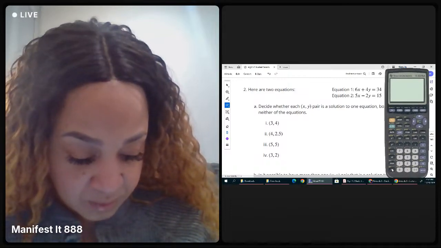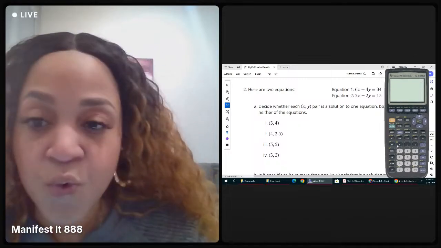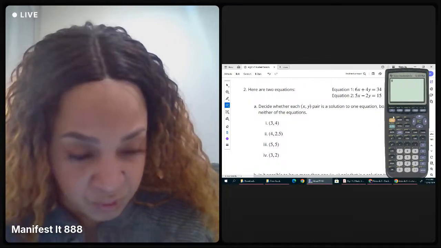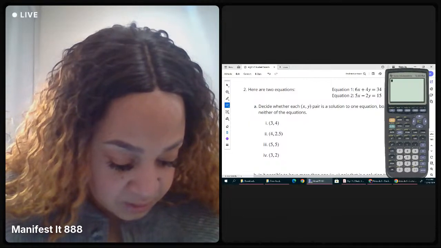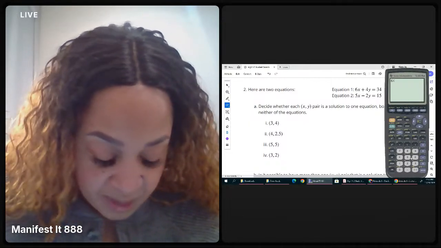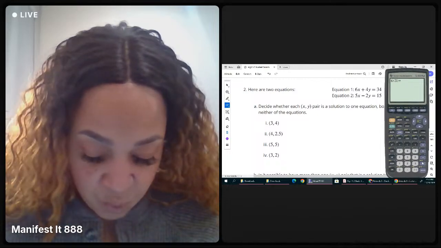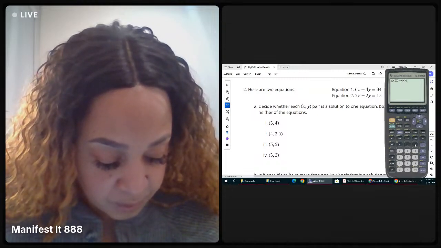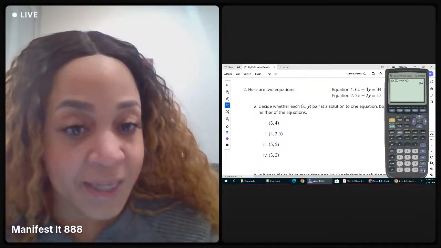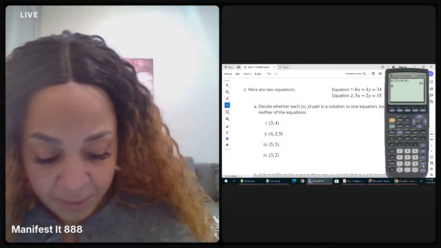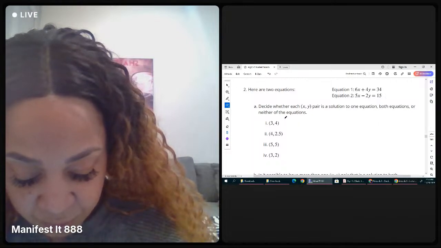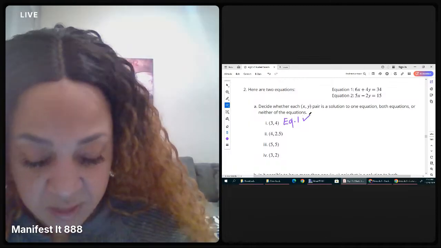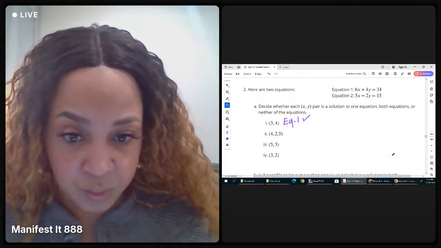Okay, perfect. And now we're just going to plug in the values 3, 4 for X and Y into each one of these equations. So the first equation says 6 times X, which is 3, plus 4Y, which is 4, should be equal to 34, and it is. So the first pair works for equation 1. That's a yes.